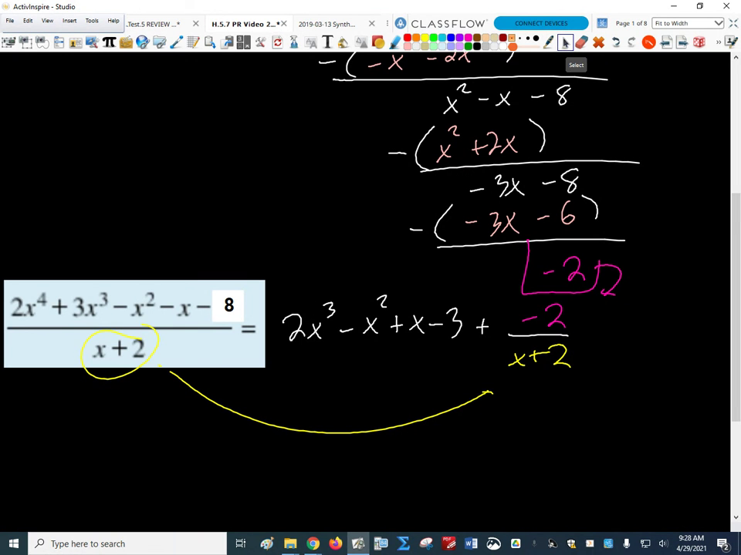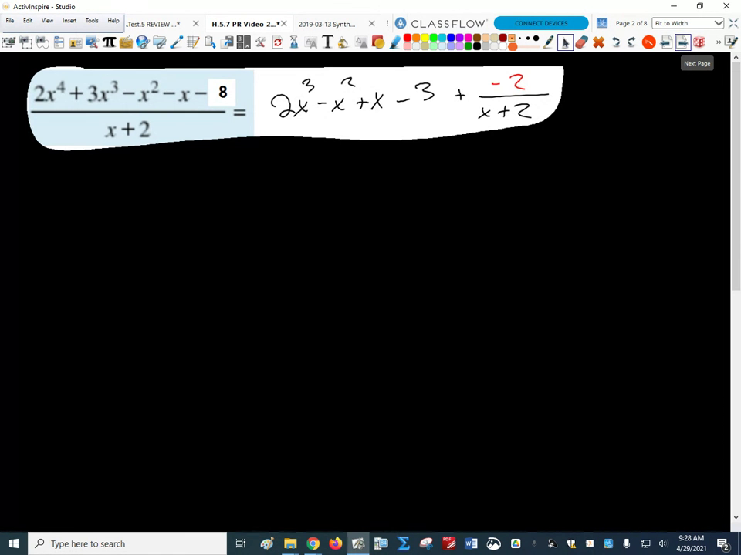I'm going to show you a great shortcut here. It doesn't always work, but there is a shortcut for situations like this where we've got a linear denominator. I will publish these notes today, but if you're keeping notes as you move along through the packet, you might want to add this one statement to your notes here.